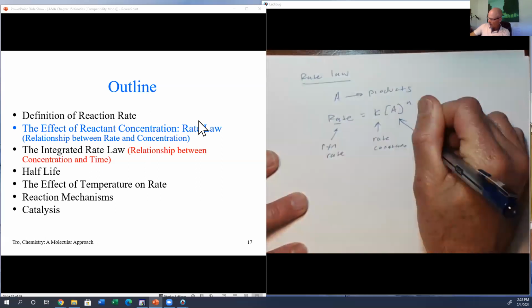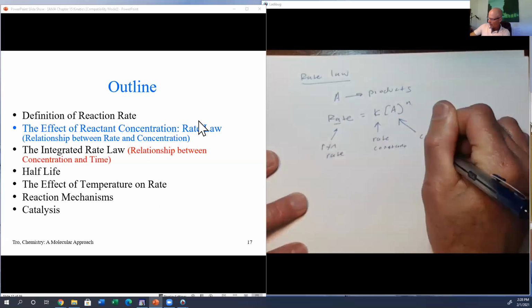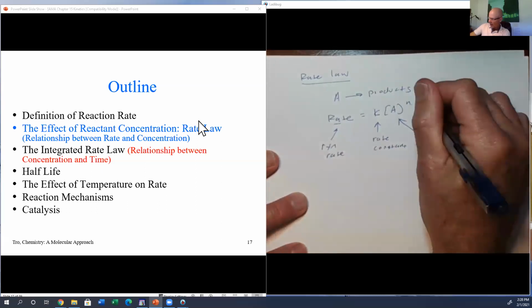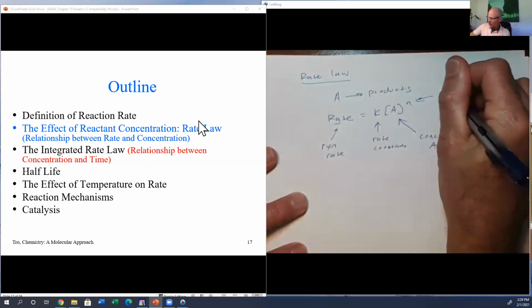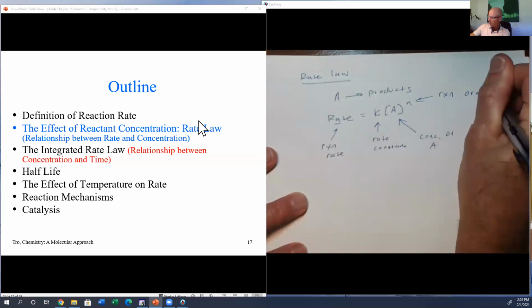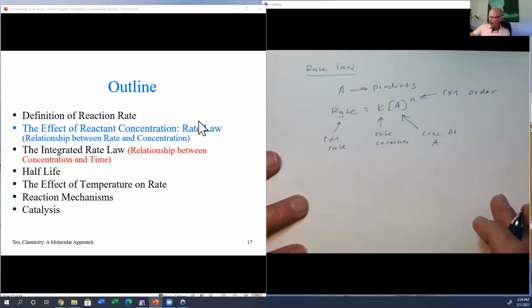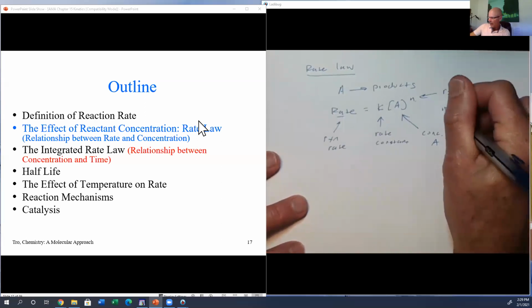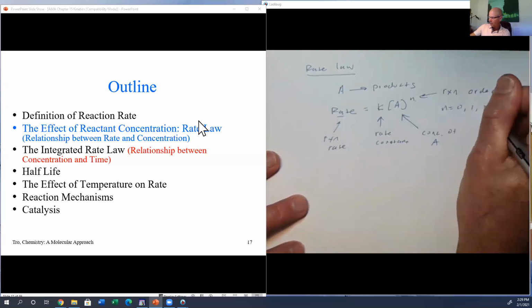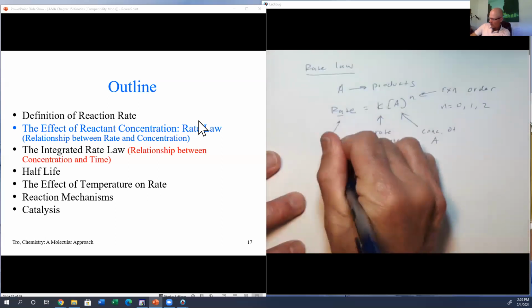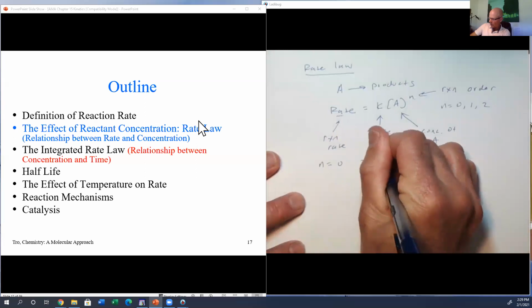This is the concentration of A, and this n is called the reaction order. All right, and the most common reaction orders are n equals 0, 1, 2. When n equals 0, we say that's a zero order reaction.